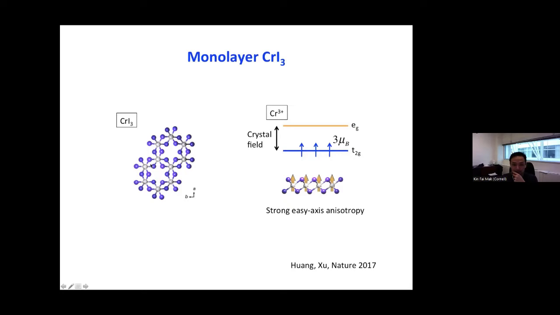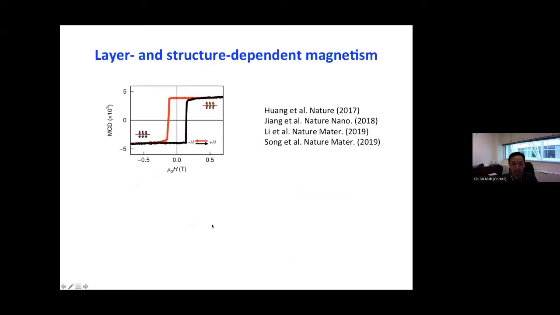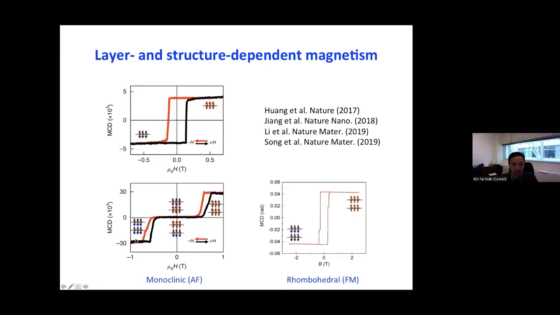I don't need much introduction because people already talked about it. It's a honeycomb lattice of magnetic chromium with spin 3/2 and with a strong out-of-plane magnetic anisotropy. It was discovered by the University of Washington group in 2017 that the monolayer chromium iodide is a ferromagnet with a nice magnetic hysteresis if you measure optically. And it turns out that when you go to the bilayer, it becomes an antiferromagnet. I think Peng Cheng also discussed that. It's only true when it's in the monoclinic phase. If you apply pressure to go to the rhombohedral phase, it becomes a ferromagnet also. So the magnetic ground state is not only layer dependent, but also structure dependent.